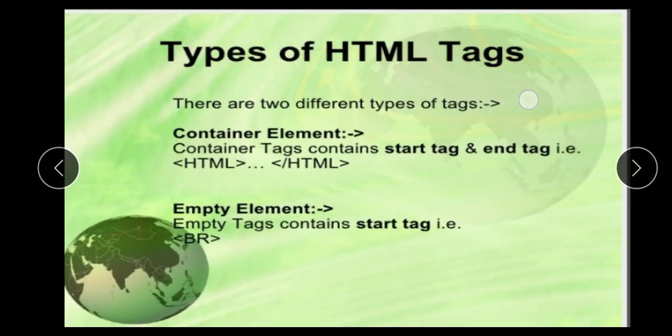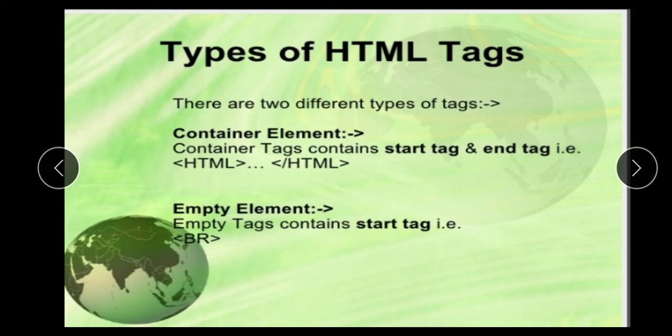Types of HTML tags. There are two different types of tags: container element and empty element. Means container tag or empty tag. A container tag contains a start tag and an end tag. HTML opens here and HTML closes here. When you use a forward slash, this means close. An empty element means an empty tag contains a start tag only, like BR.